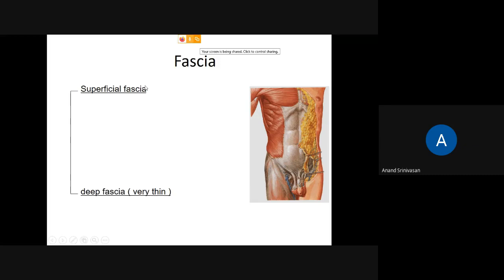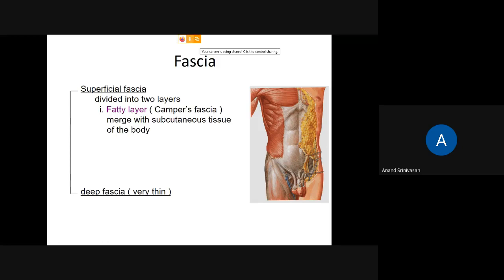But the superficial fascia is more modified, and you can identify two layers. Next to the skin there is a fatty layer, and next to the fatty layer there is a membranous layer. The fatty layer is called Camper's fascia, and the membranous layer is called Scarpa's fascia.